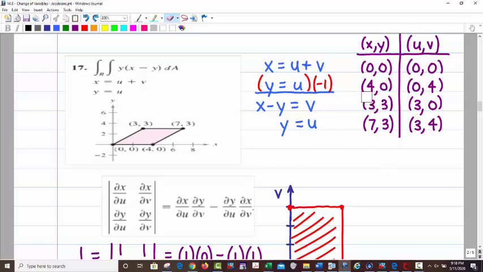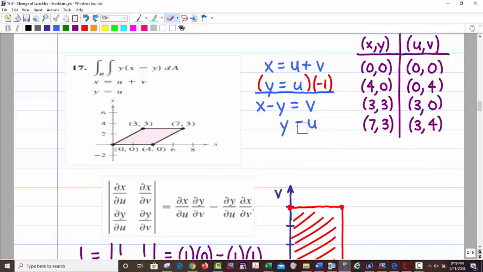So for example, if xy is 0, 0, well, you put in 0, everything's 0. But let's look at the next one. xy is 4, 0. V equals x minus y. So v would be 4 minus 0, which is 4. V is the second coordinate here. And then y equals u. So y was 0, therefore u is 0. So that converts to the point 0, 4.